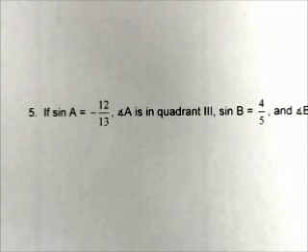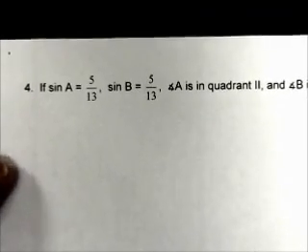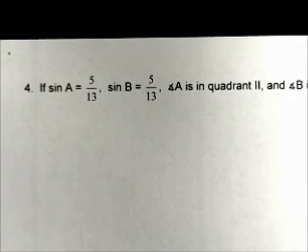Today we're on page 4 of our Chapter 12 notes packet. We're continuing to work with the sum and difference of two angles formula, starting with number 4. If the sine of A is 5/13 and the sine of B is 5/13, angle A is in quadrant 2 and angle B is in quadrant 1, find the tangent of A plus B.